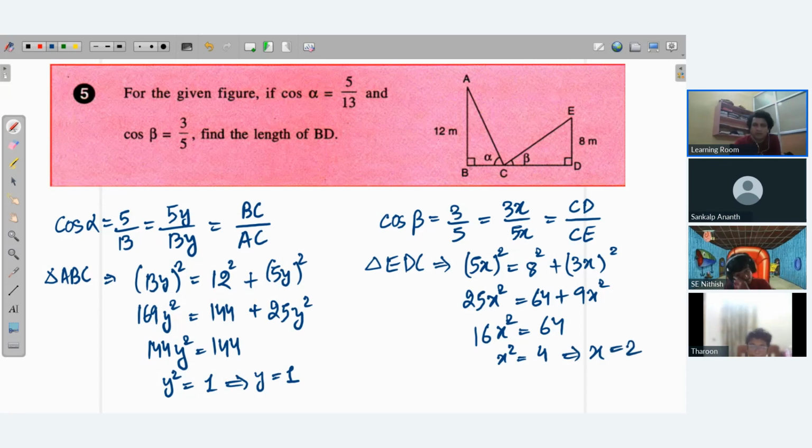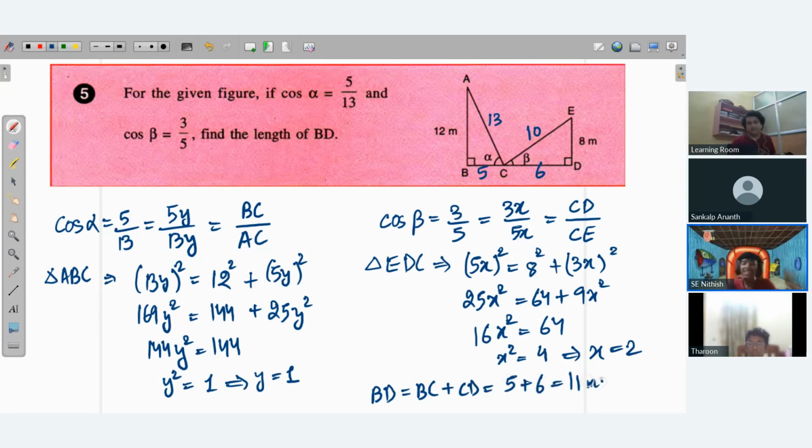So now the numbers are like this. Swelling factor is 2. As y is 1, so BC is 5 and AC is 13. CD is 3x, that means 3 into 2, 6. And EC is 5 into x, that is 5 into 2, 10. So BD is equal to BC plus CD, that means 5 plus 6, which is 11. Understandable? Yes, sir.